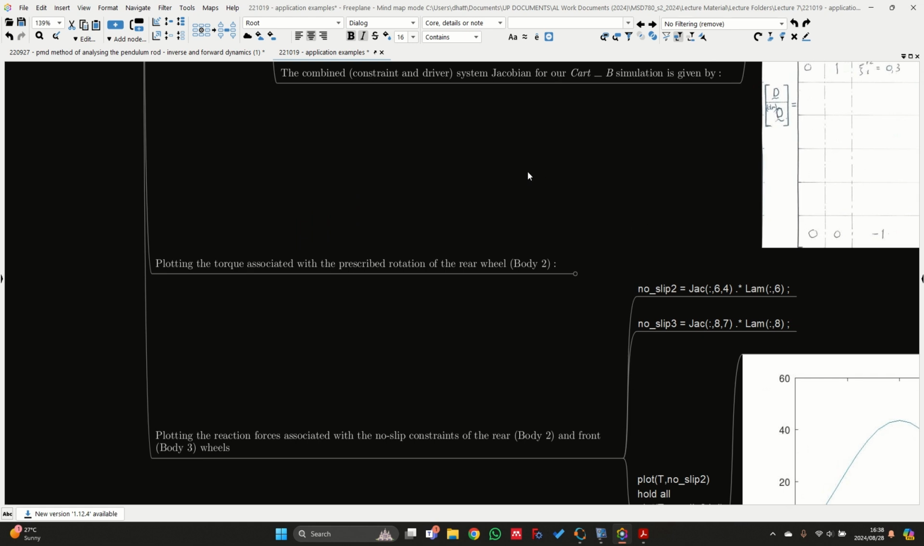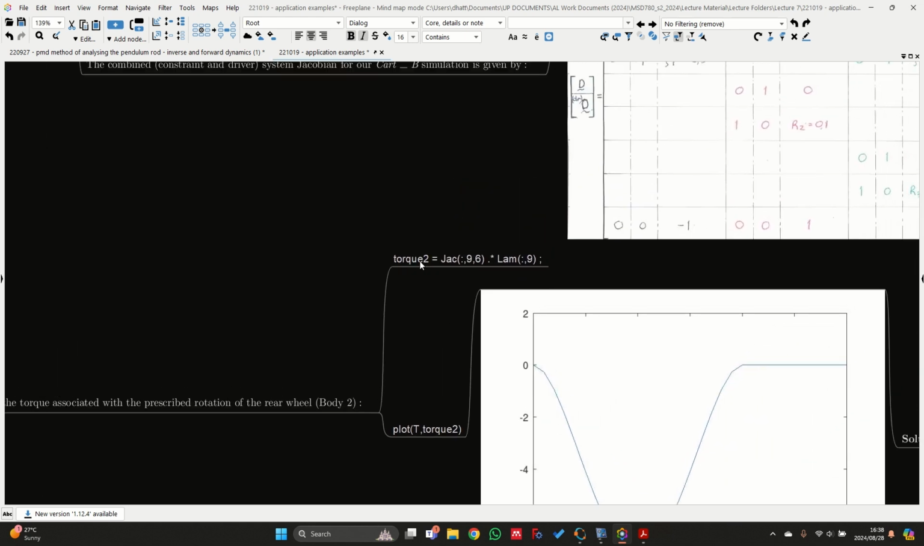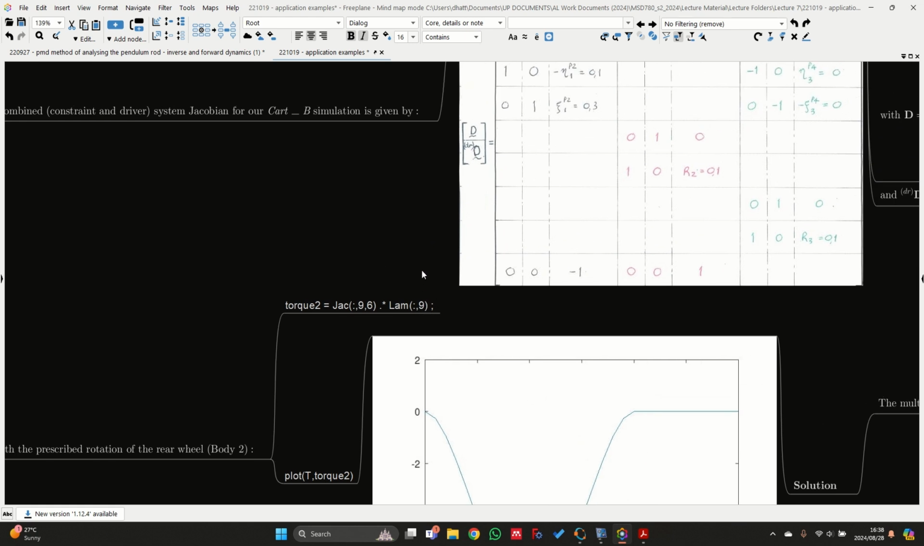Okay, so then plotting the torque associated with the prescribed rotation of the rear wheel. We can calculate torque 2, which is equal to the Jacobian, considering all time steps, row 9, column 6, which I dot and multiply with Lagrange multiplier 9. I know Lagrange multiplier 9 is my motor driver output, the Lagrange multiplier pertaining to the relative rotation driver. However, I need to multiply it with the Jacobian.